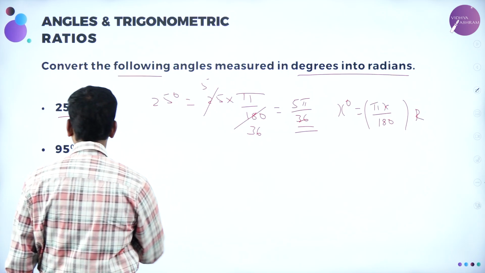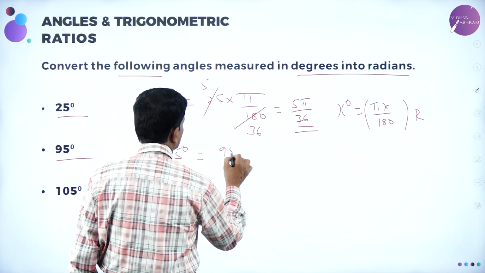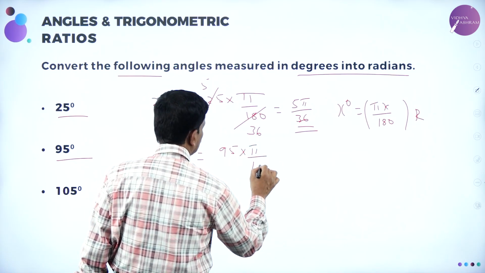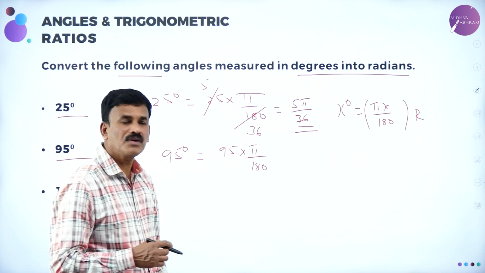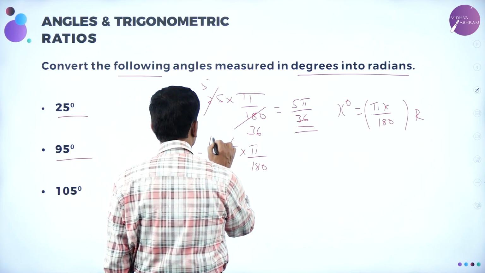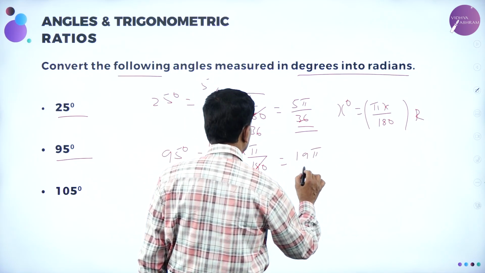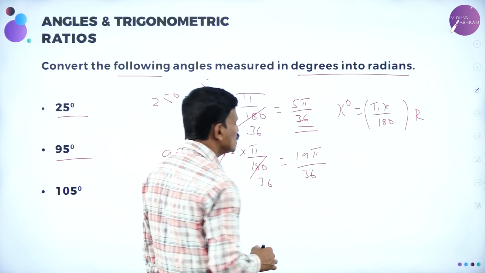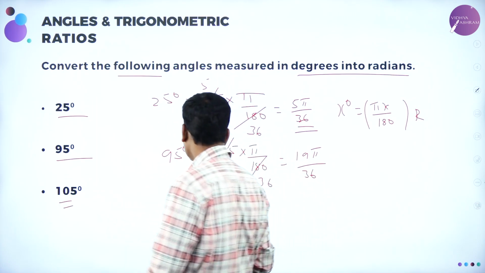Okay. Next, 95 degrees. 95 degrees can be done as 95 into pi by 180. Simplify this. Now, let us divide by 5. So, 5 19s are 95, 5 36s are 180. So, 19 pi by 36. If it is possible to divide, again divide it. Now, move on to the next one.